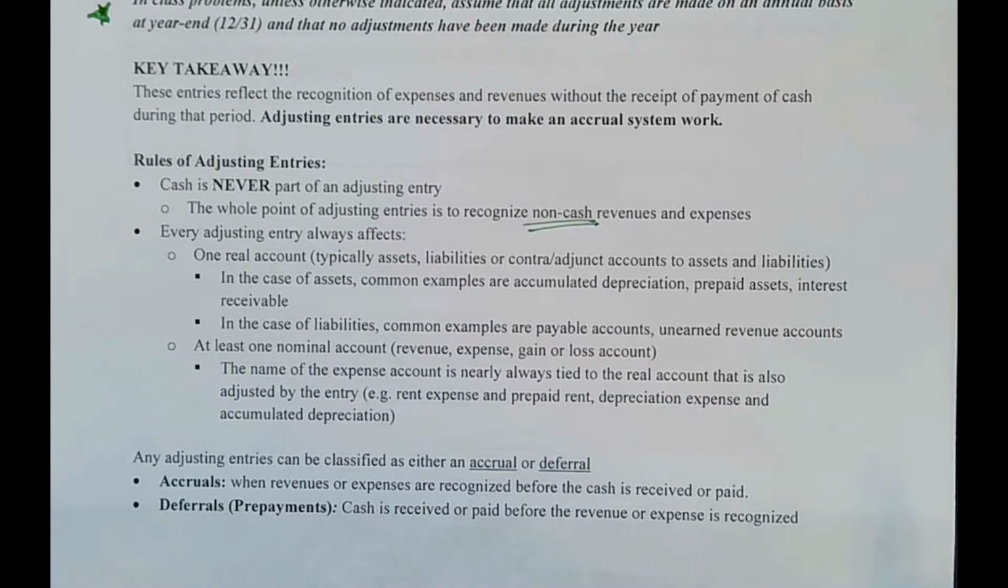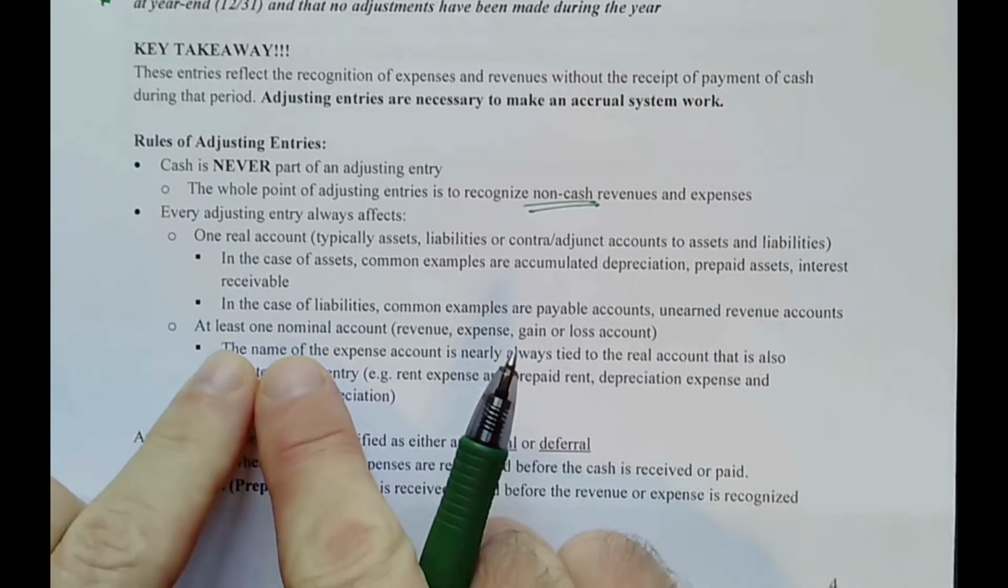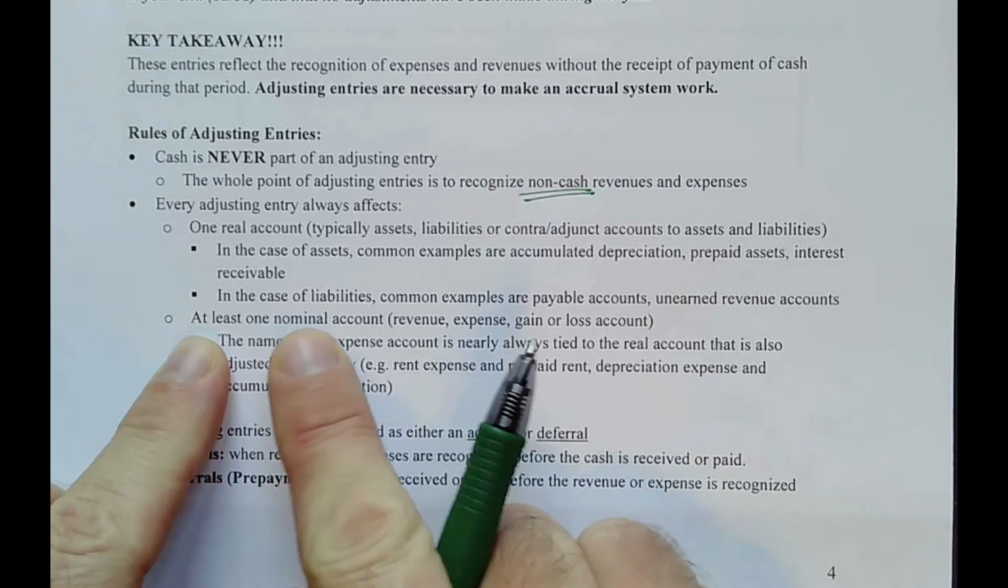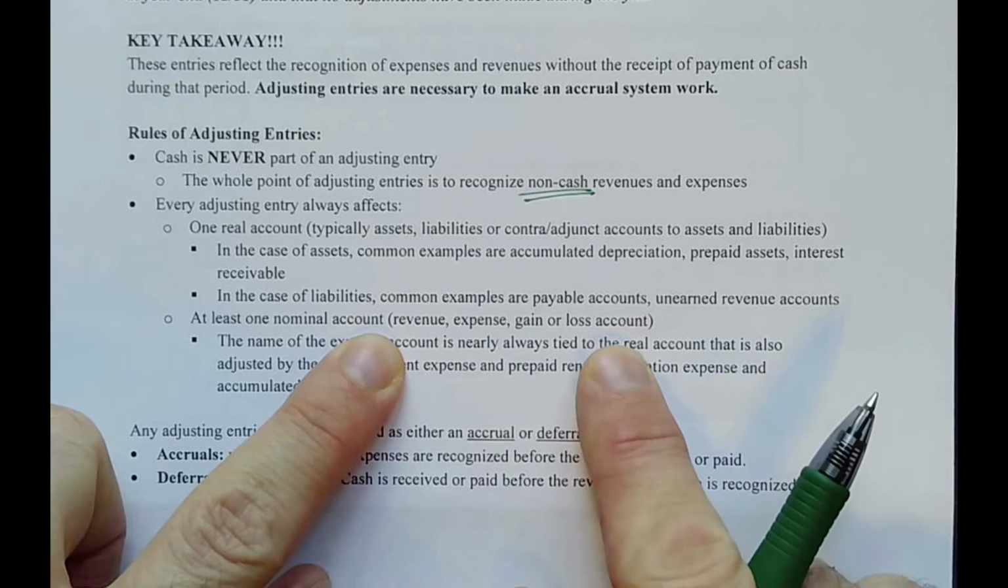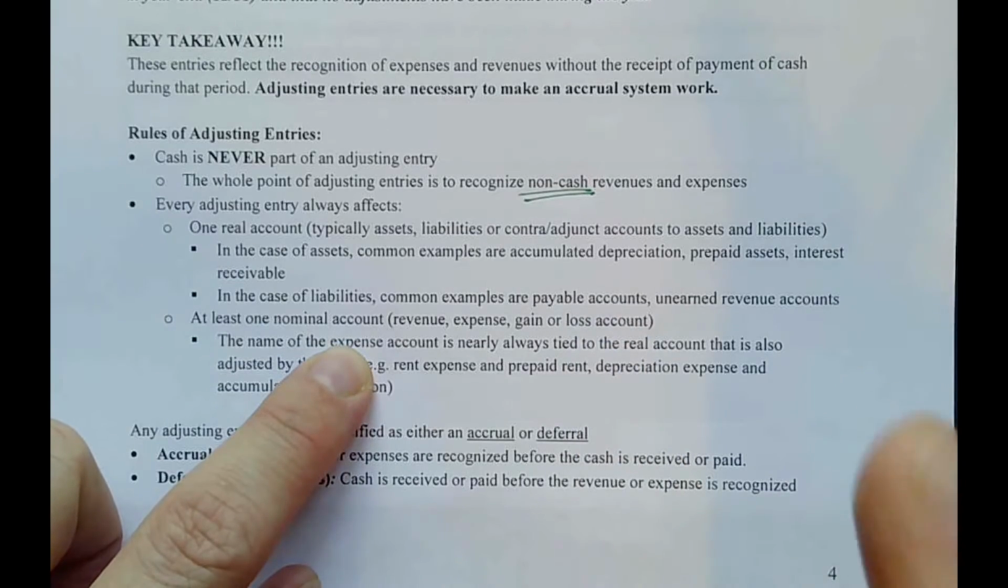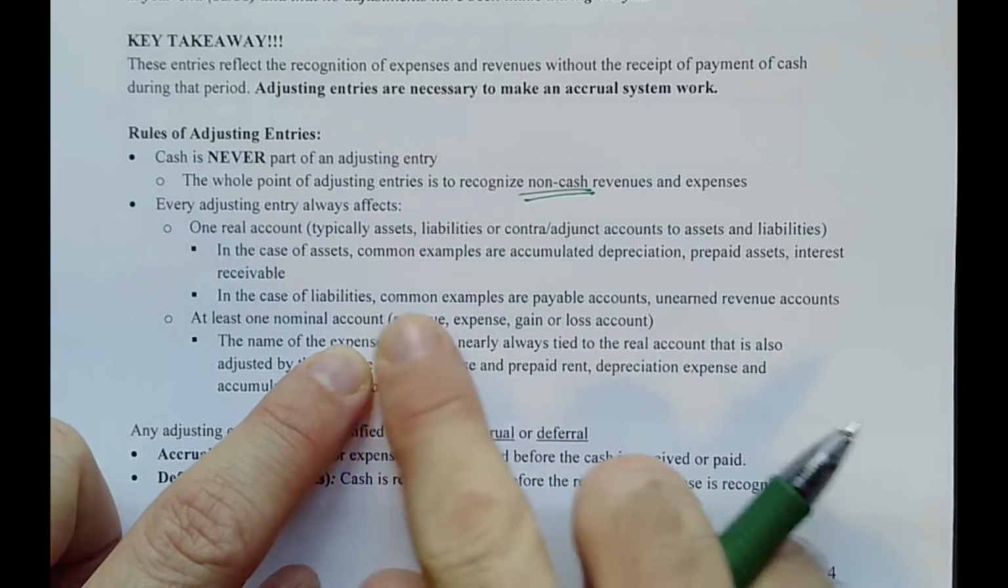So I wrote backwards. Let's talk about the nominal account first. It has to have at least one nominal account. We have to recognize a revenue, an expense, a gain, or a loss. Always one of those, not two, not three of them, but just one will be recognized by an adjusting entry.